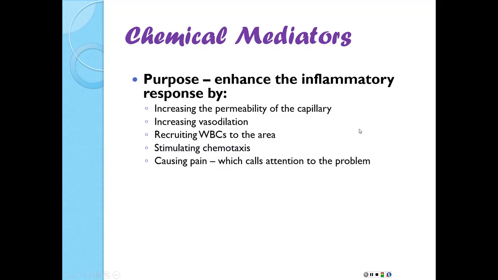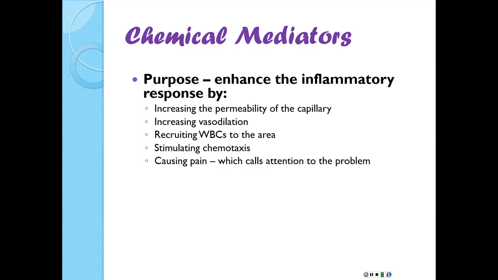I mentioned a number of times already that there are chemical mediators. There's lots of chemical mediators covered in this chapter. So I've put everything that you need to know about the chemical mediators in this PowerPoint presentation. Although the book goes into a lot more detail, what you're required to know are what's in these slides. So the purpose of chemical mediators is listed here. They enhance the inflammatory response by doing all of these things. Now, not each one does each thing, but the combination of these chemical mediators takes care of these issues.